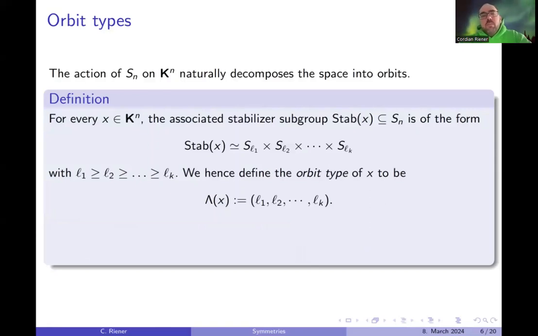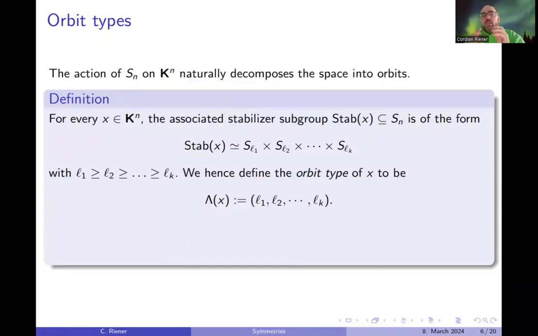If I have the symmetric group acting on, now K can be any field. We can even have positive characteristic, characteristic zero, algebraically closed, non-algebraically closed. I mean, at the moment, K can be any field, and I have a group action. And then some elements of my group will stabilize a point, right? We have already seen if I have repetitions in the coordinates, then my point will be stabilized by a subgroup.